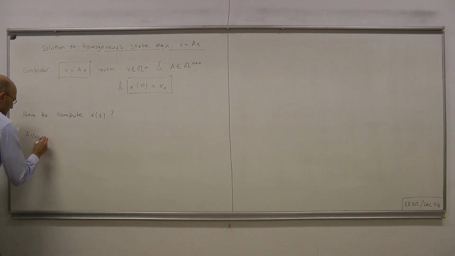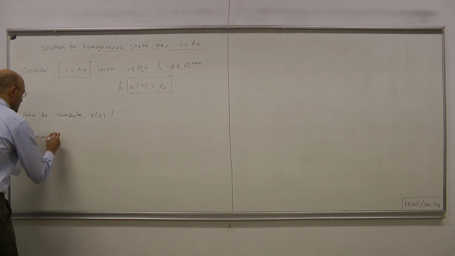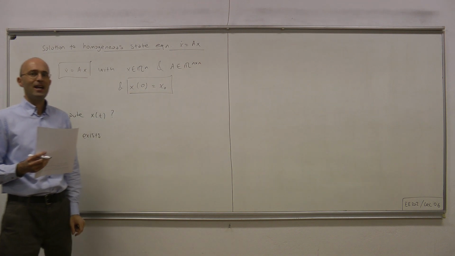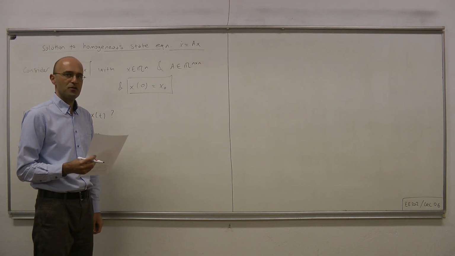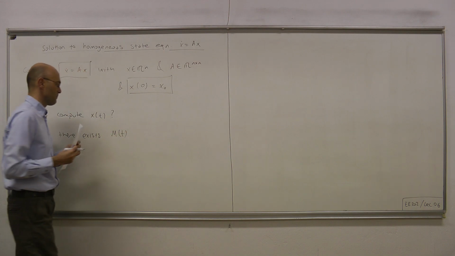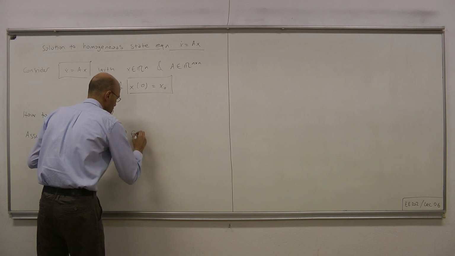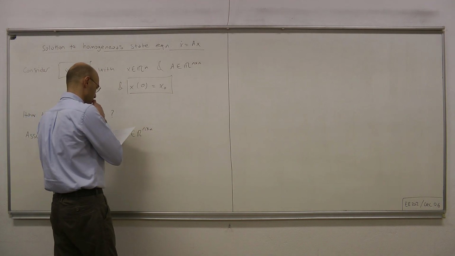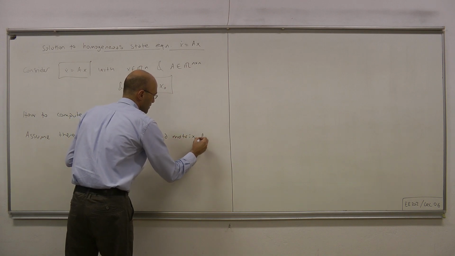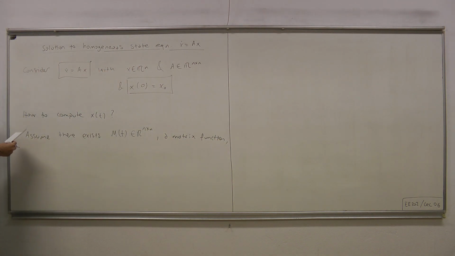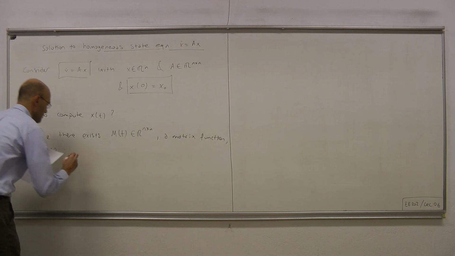We're going to start with a guess. We're going to assume that somehow there exists a matrix of size n by n, and that matrix has functions as its entries, so its entries are time variable. So there exists a matrix which we're labeling M of t, and for each value of time, it's a real matrix in R^(n by n). We're going to call it, for now, a matrix function. And suppose that that matrix satisfies the following two conditions.